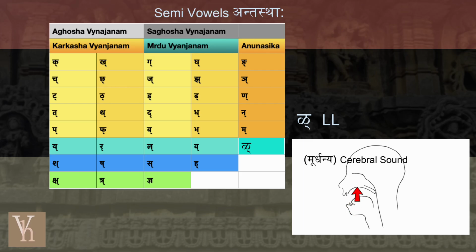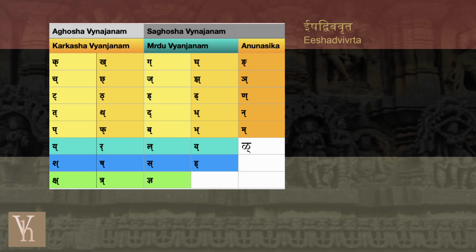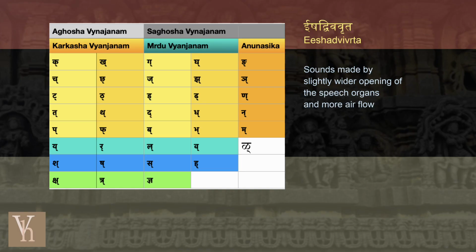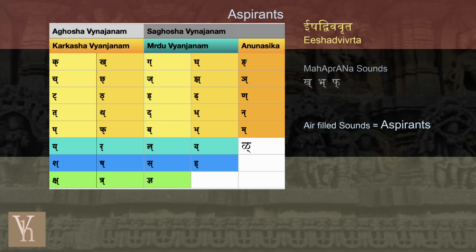the mouth, l. Moving on to the next classification, Eeshadvivrta, sounds made by slightly wider opening of speech organs and more airflow. This results in more air-filled sounds. So they are aspirant sounds, which are produced using a puff of air. Mahaprana sounds like k, b, p are also aspirants, but they are produced by stopping the air.